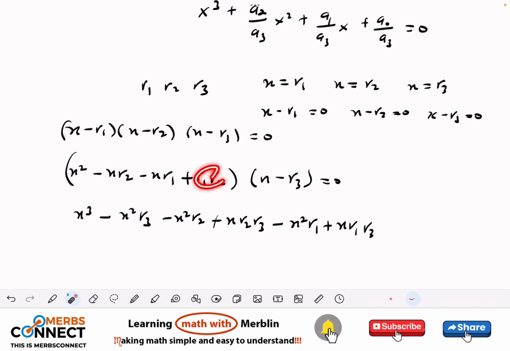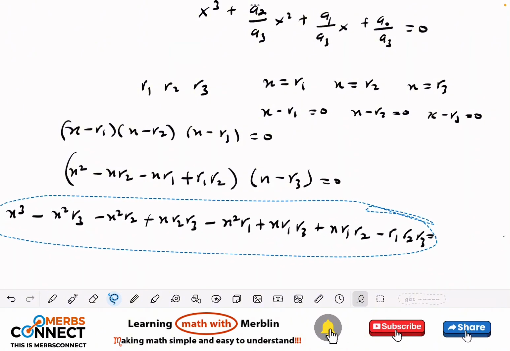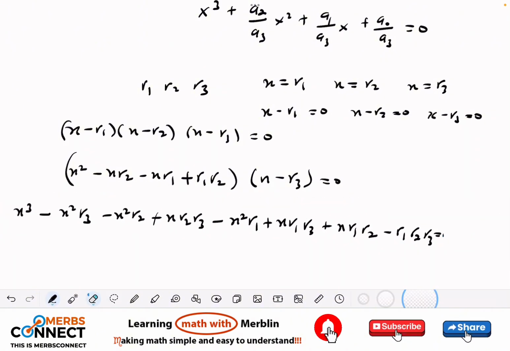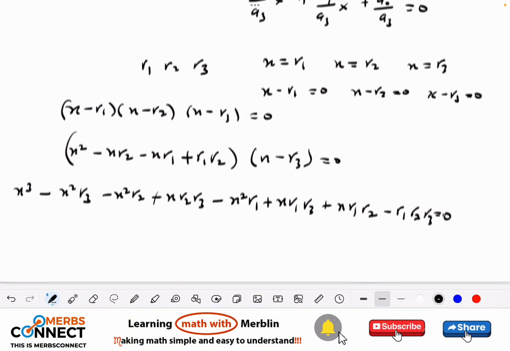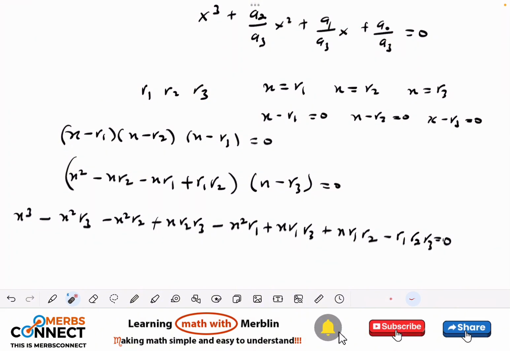Then the last is this one. So I'm going to have plus x r1 r2 minus r1 r2 r3 is equal to 0. So let me shift it small. So this is equal to 0. So let's group items in a form that we can have the one with x cubed, x squared, x, and the one without x. So let's do that.